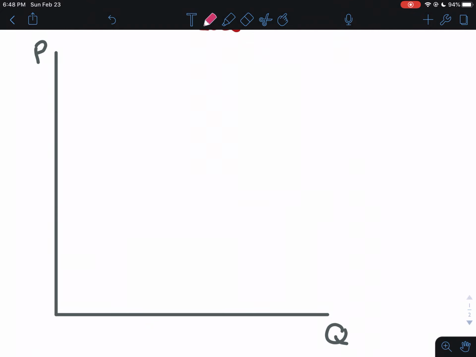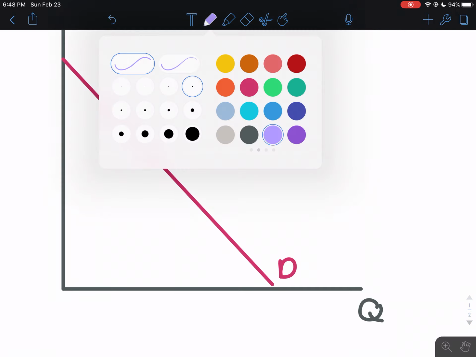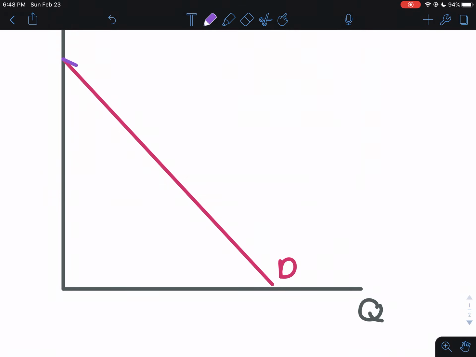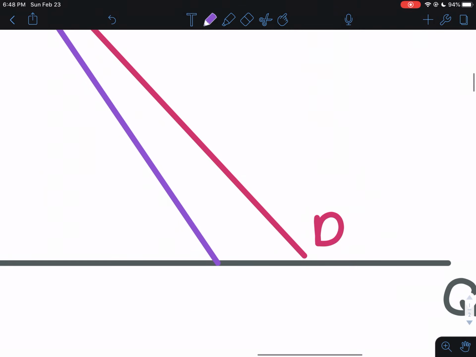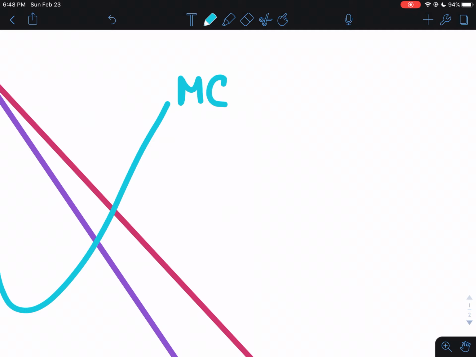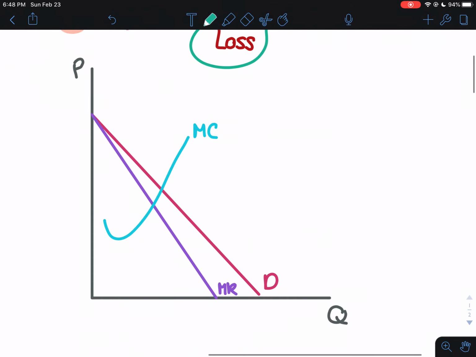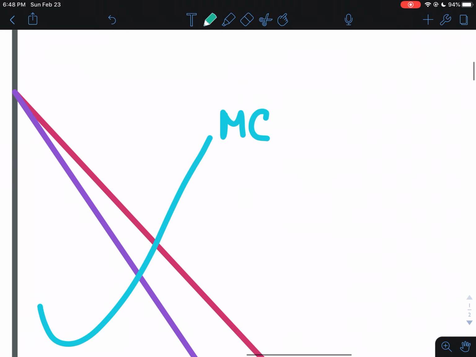So now let's look at loss. So again, we're going to start with our demand curve, downward sloping, and we're going to do the same for our marginal revenue curve, also downward sloping. Nike swoosh for marginal cost. Okay, ATC. So since we're doing a loss, we need to put ATC way above the demand curve. So we'll just put it up there.